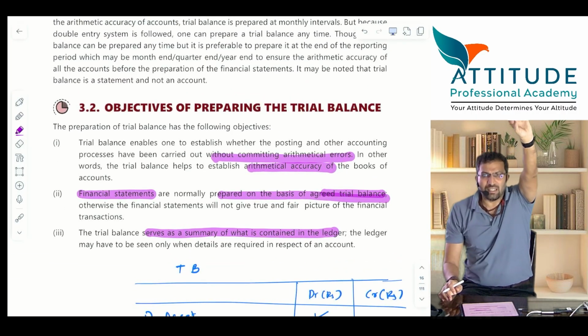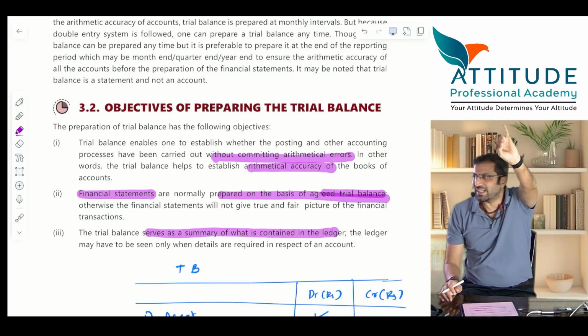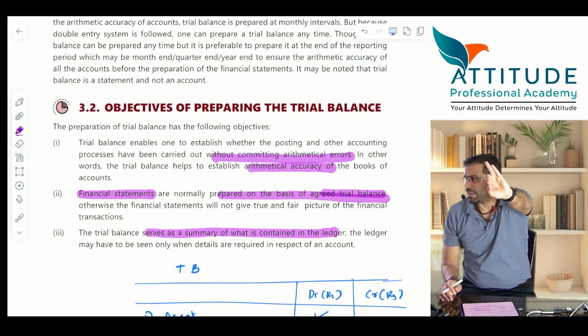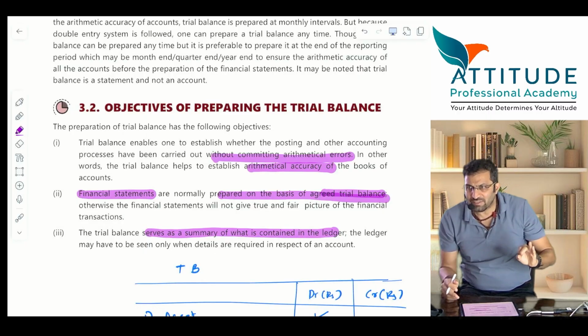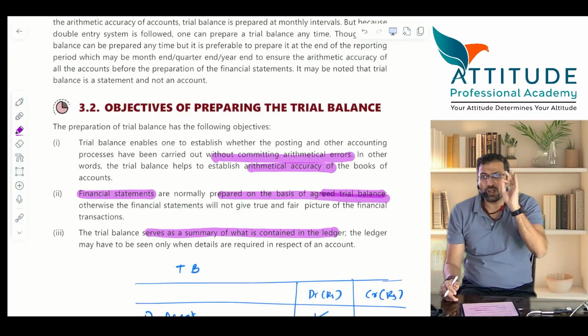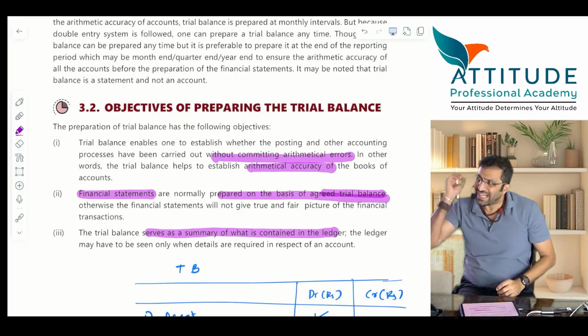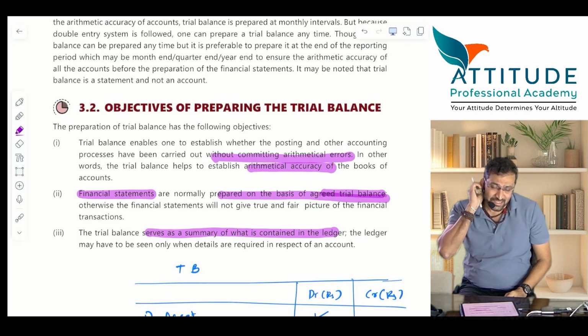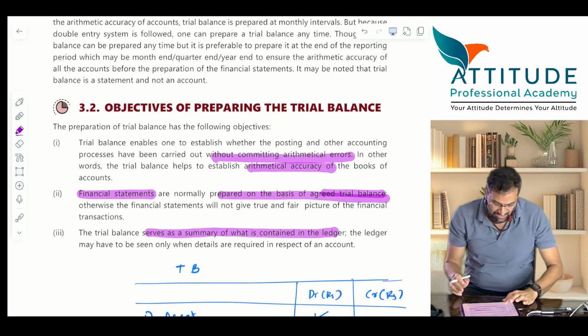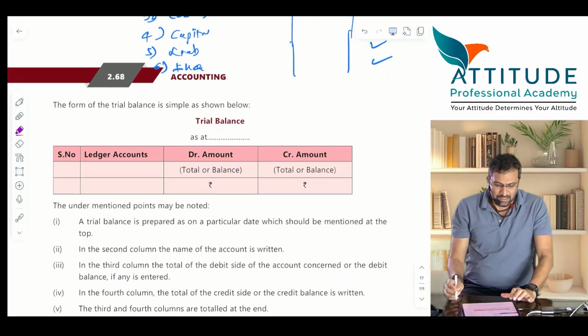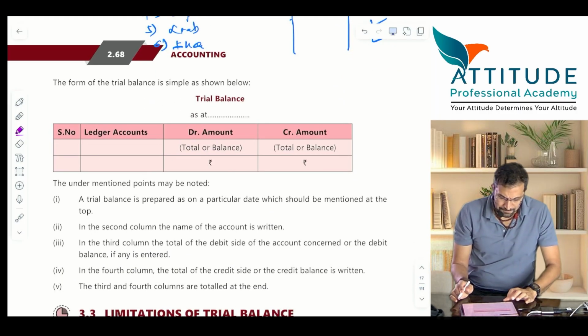So tell me the 3 objectives. Fast. First objective, arithmetical accuracy. Second, to prepare your final accounts. Trial balance is useful because after trial balance comes final accounts. Third, if you want only the summary of an account, not the entire detail, then trial balance is enough. You can get to know the balance of each and every account. This is the format.